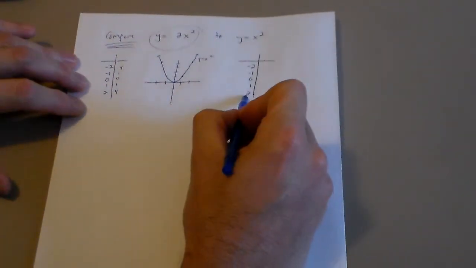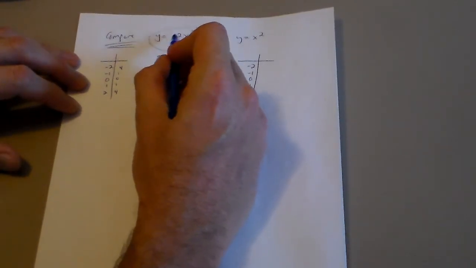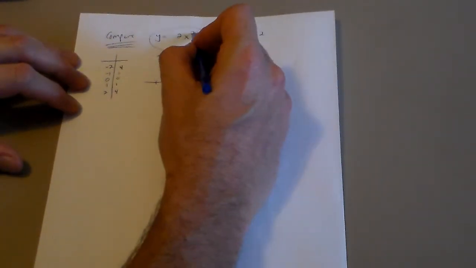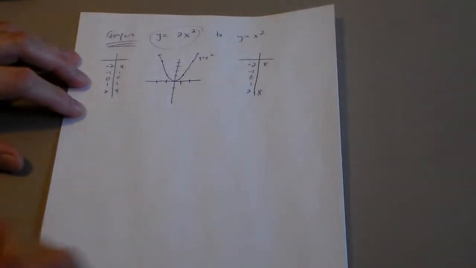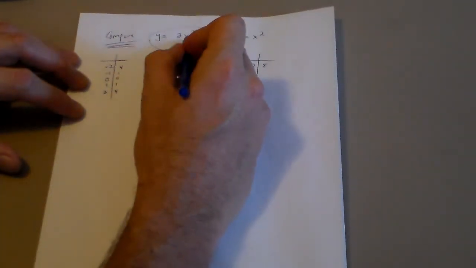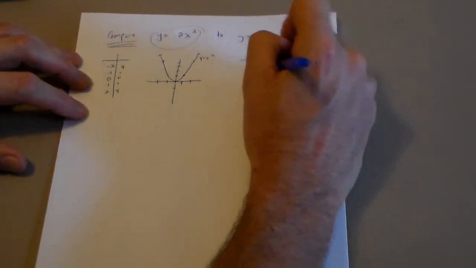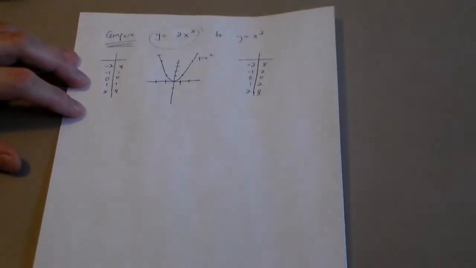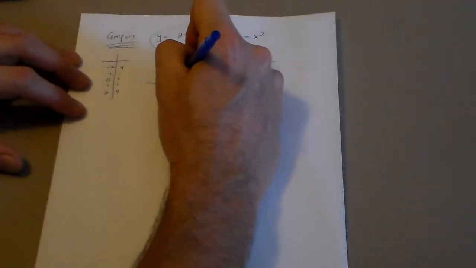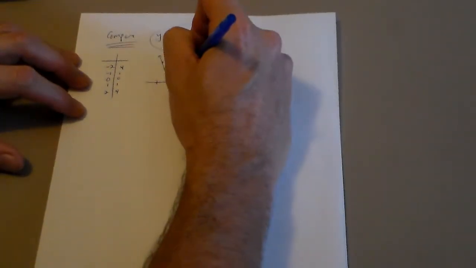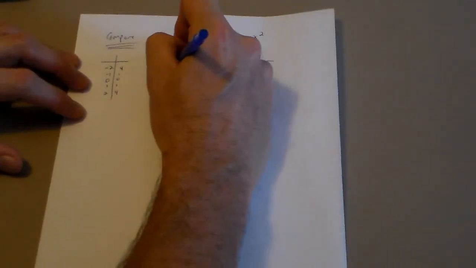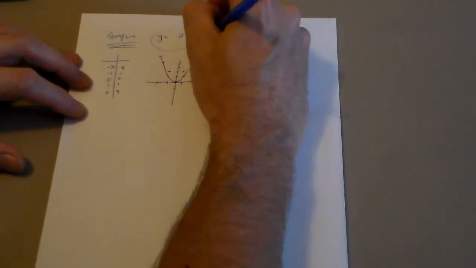Okay, now, I plug in 2. I have to square it first and then multiply by 2. 2 squared is 4. 4 times 2 is 8. Still symmetrical. Put a 1 in. 1 squared is 1, times 2 is 2. And then this point is still 0, 0. Okay? So, let's look. Here's 0, 0. 1, 2. Over 1, up 2. Negative 1, 2. And then 2, 8.